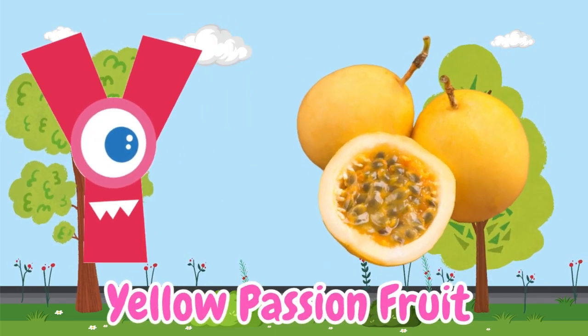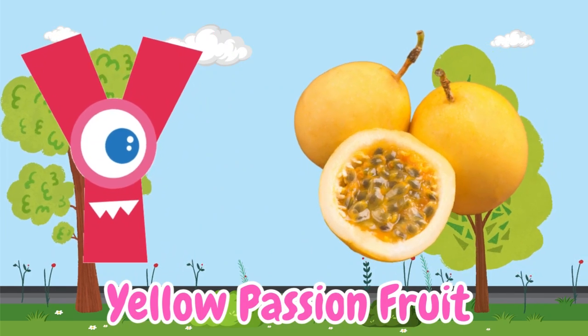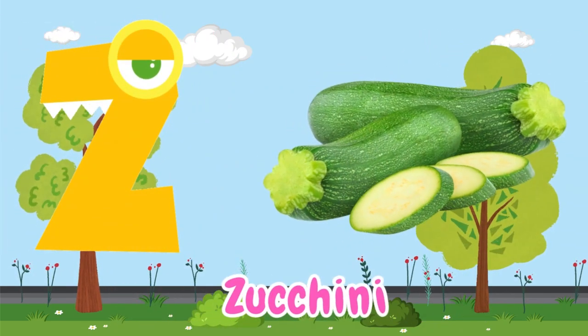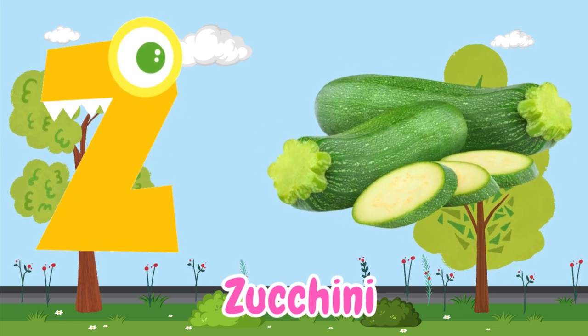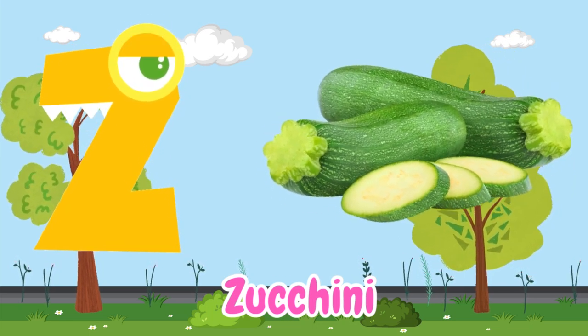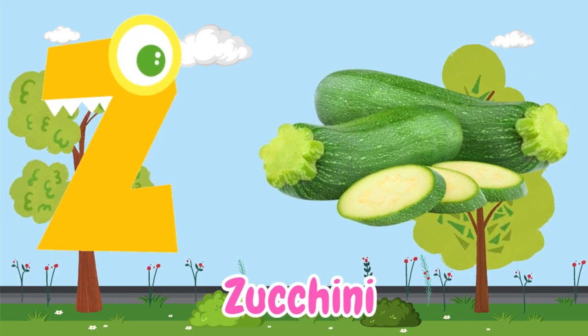Y is for yellow passion fruit. Y, yellow passion fruit. Z is for zucchini, technically a fruit. Z, zucchini.